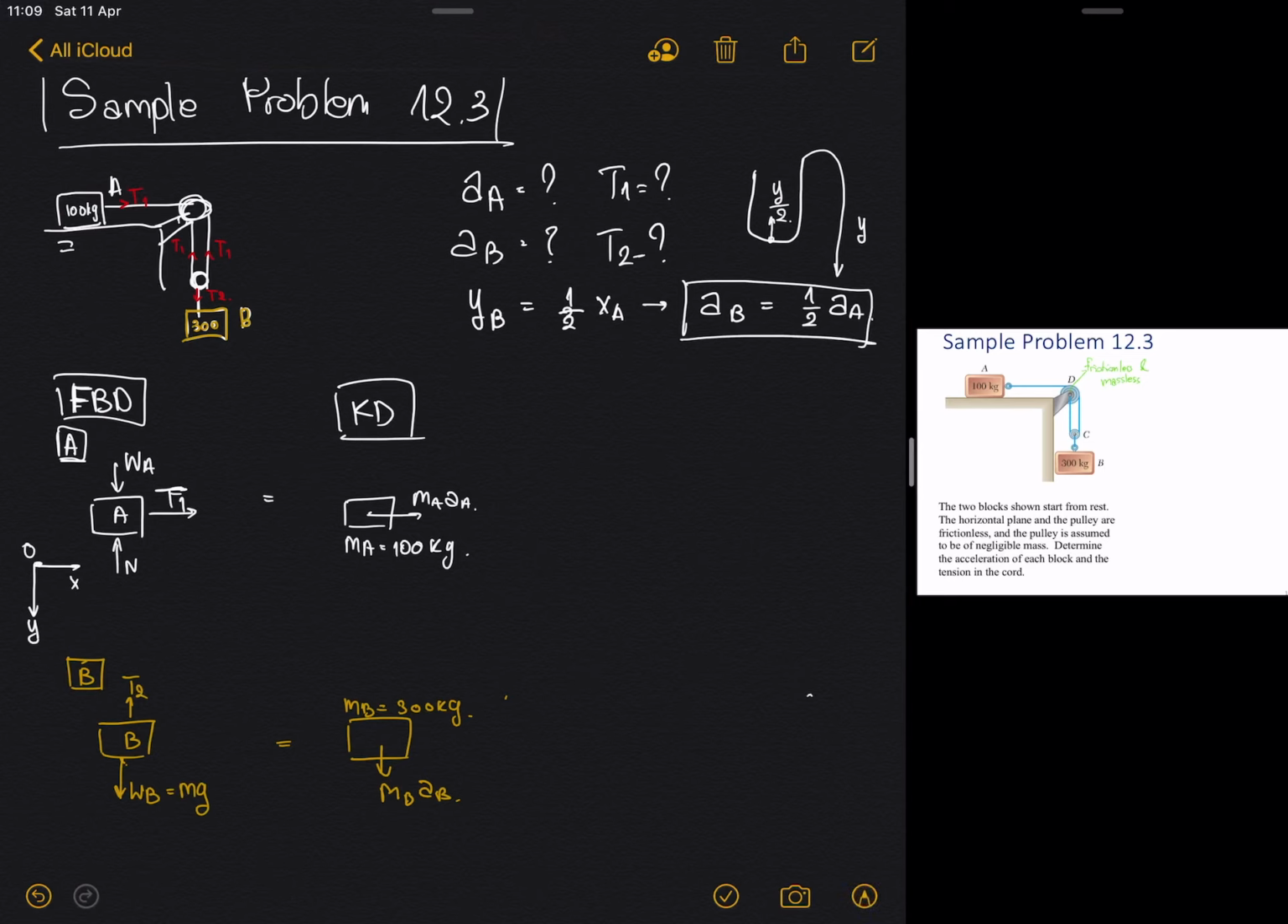Next, you also know about the tension from the pulley, T1 and T2. What is the relation between T1 and T2? T2 is equal to 2T1. Okay, so this is also one of our equations.